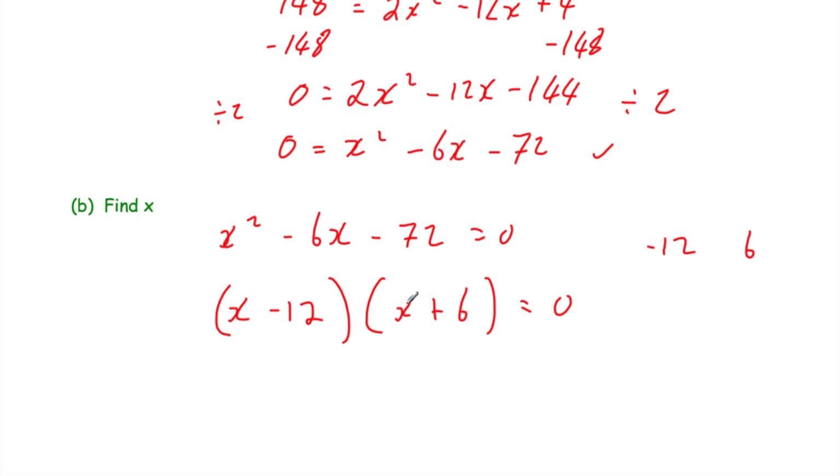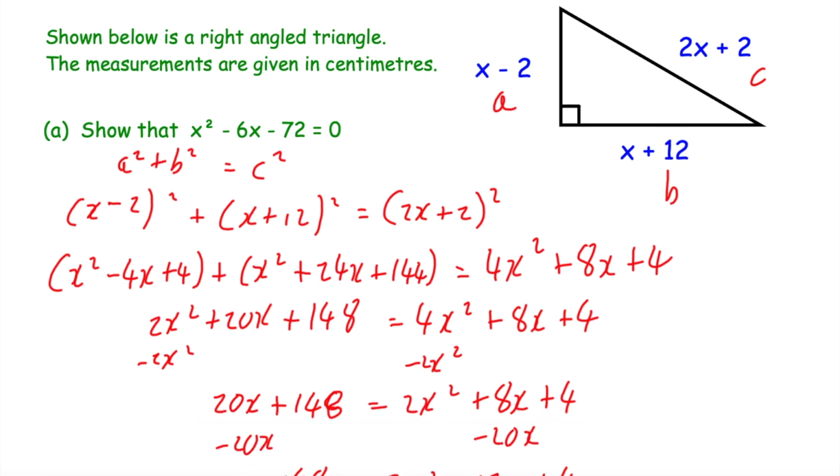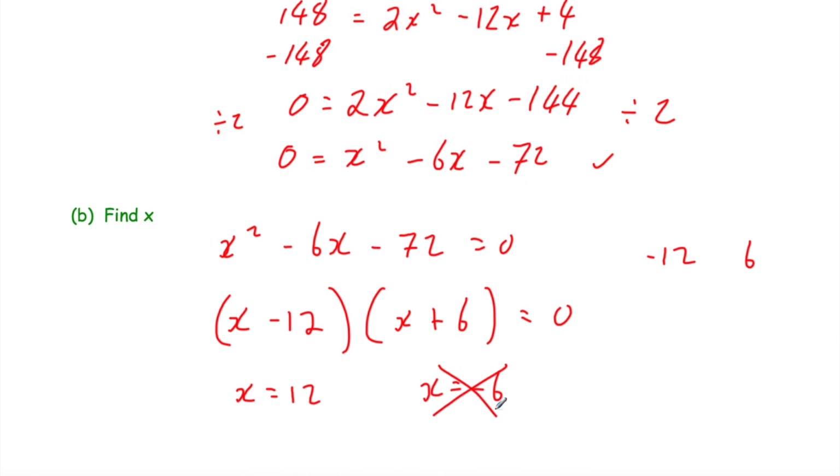So now we've found our two brackets, and we know they multiply together to be equal to 0. What we're going to do is make each bracket 0. So for this bracket, x would be equal to 12, and for this bracket, x would be equal to negative 6. Now if we go back up to the question, we're dealing with a triangle here, and we've got x minus 2 being the height of the triangle. If x was equal to negative 6, we'd have negative 6 subtract 2, which is negative 8, and the height of this triangle cannot be negative 8 centimeters. So in this situation, the value of negative 6 would not work, so that means x would have to be equal to 12, and that's it, x is equal to 12.